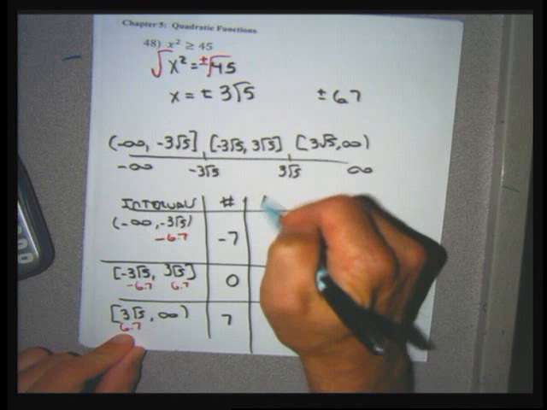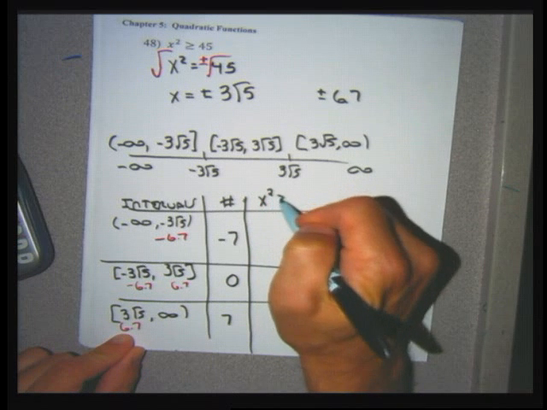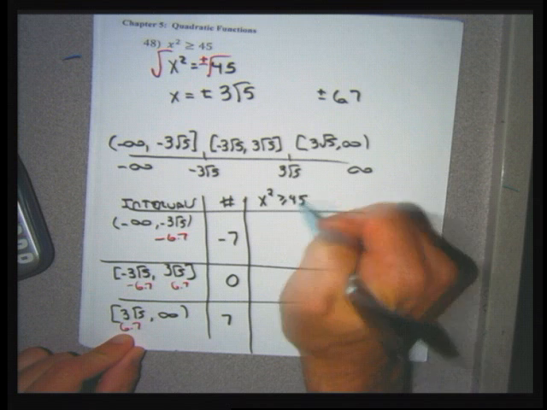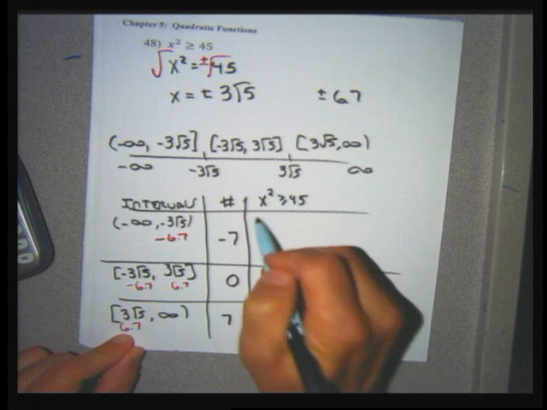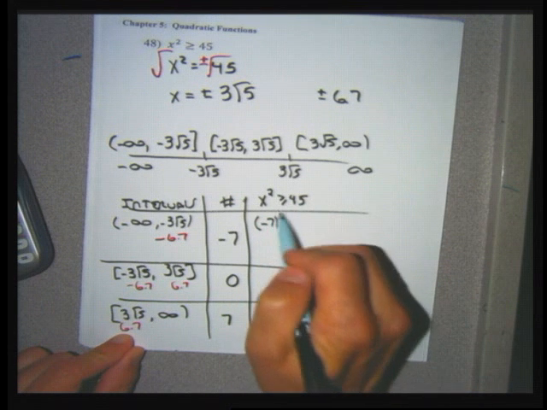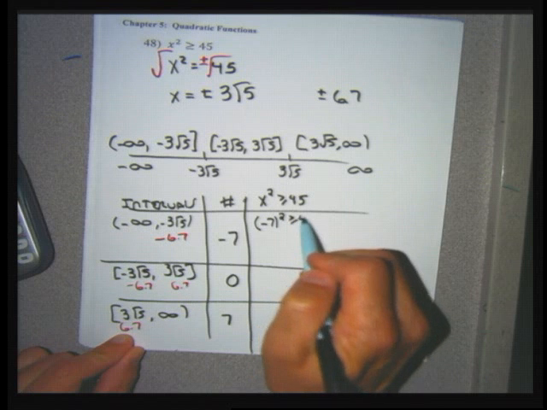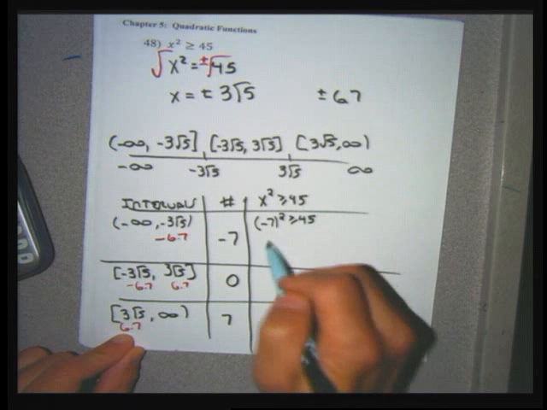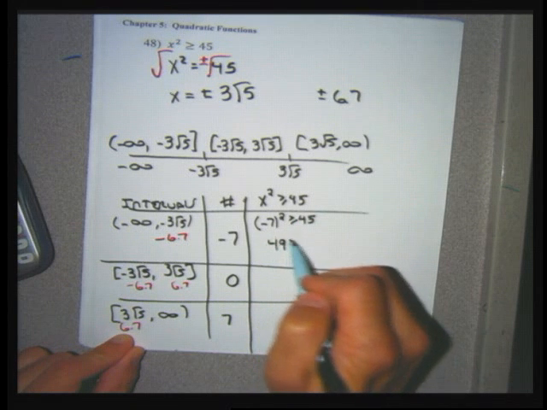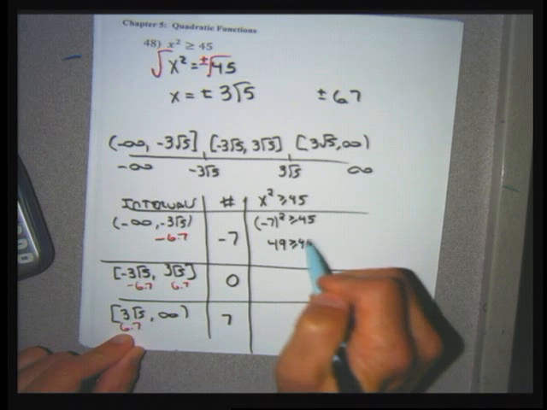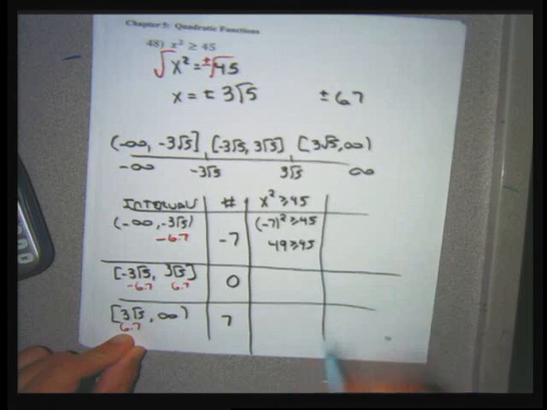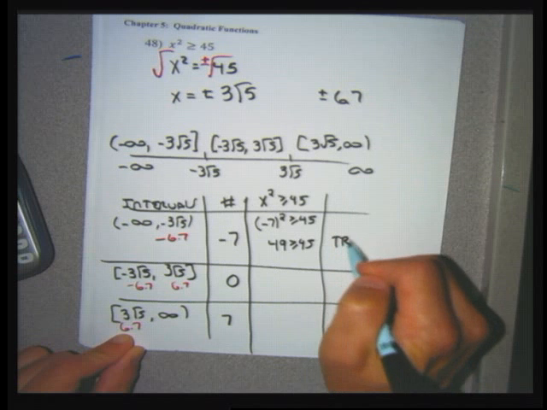Throw the original problem up here. X squared is greater than or equal to 45. First one's going to give me negative 7 squared is greater than or equal to 45. That's going to reduce to 49 is greater than or equal to 45. 49 is bigger than 45, so this is my true.